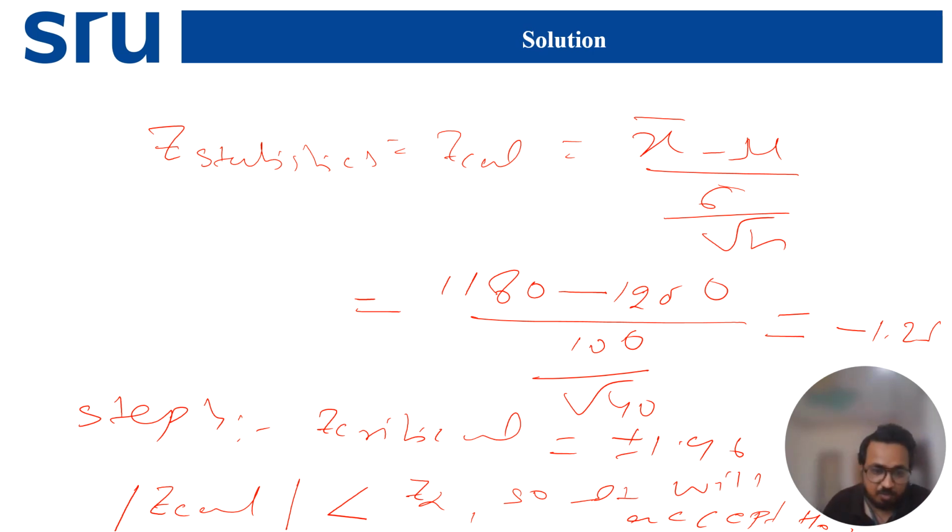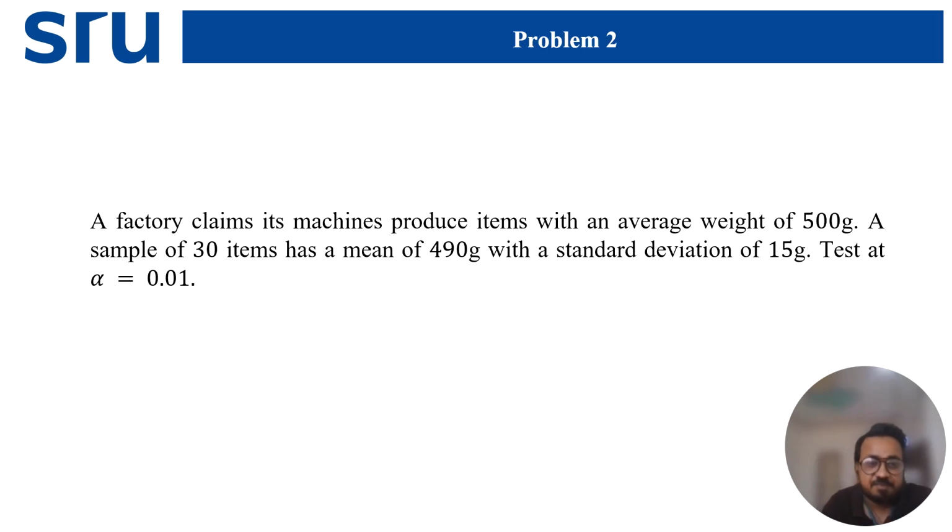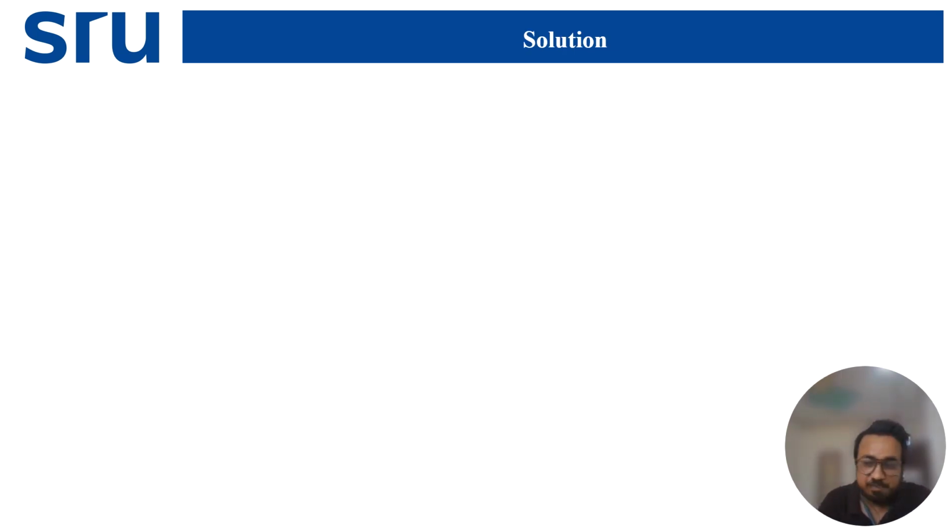Now we will discuss another problem for more clarity. A factory claimed that its machine produces items with an average weight of 500 gram. A sample of 30 items has a mean of 490 gram with a standard deviation of 15 gram. Test at alpha equal to 0.01. Okay. So now again you can say the claim is that the average weight is equal to 500 gram. So that's why it will be a two-tail test. Now we will solve this problem step by step.